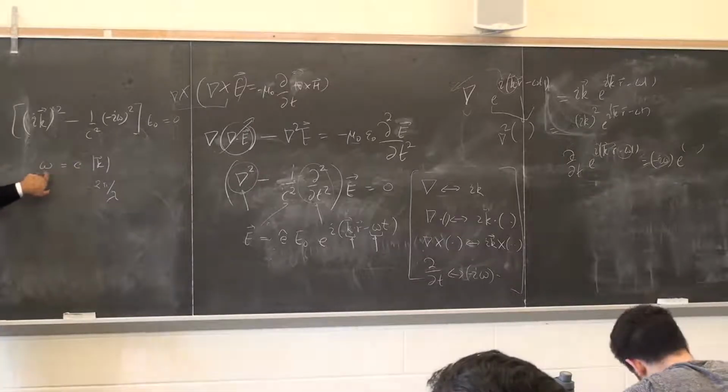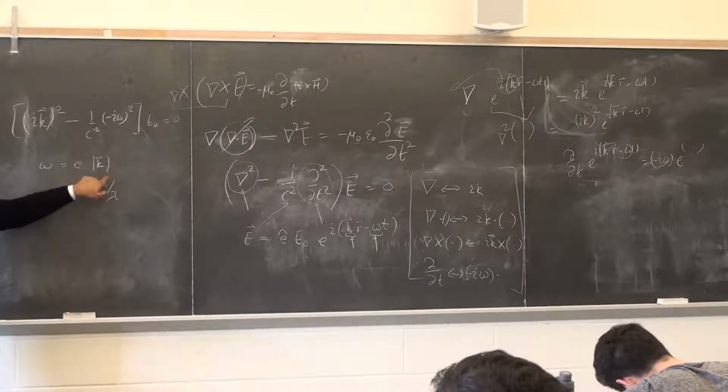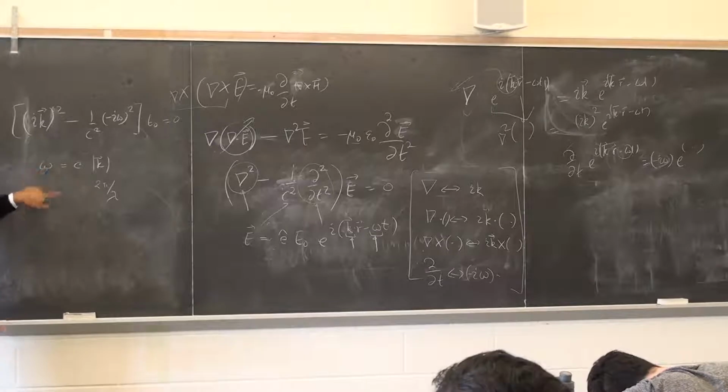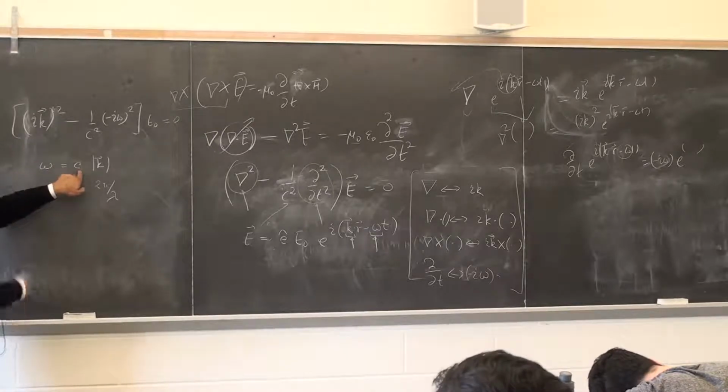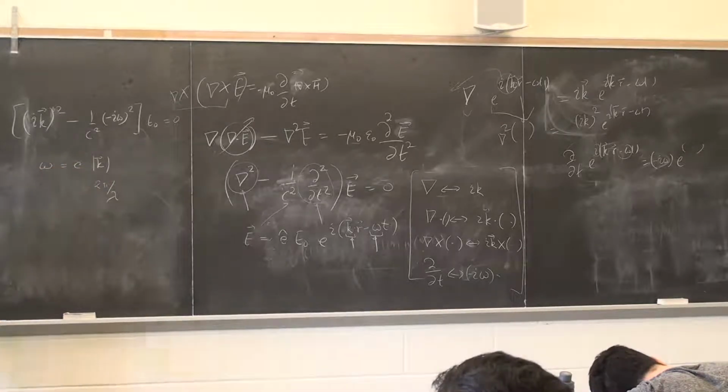Yesterday we saw the same deal, but for phonons. We saw omega was sound velocity times k. Here it's light frequency. Acoustic phonon frequency was related to sound velocity; here it's related to the speed of light.